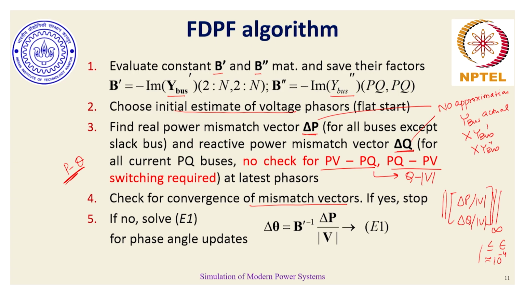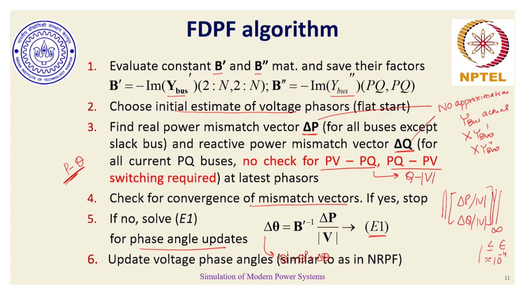If it is not met, then we solve E1, which is the first half, P theta, of the fast decoupled iteration, and update the voltage phase angles. By update, I mean if I am talking about the first iteration, then theta 1 would be theta 0 plus delta theta, which is where the Newton-Raphson update also comes into the picture. So we update the voltage phase angles the way it was done in Newton-Raphson power flow.